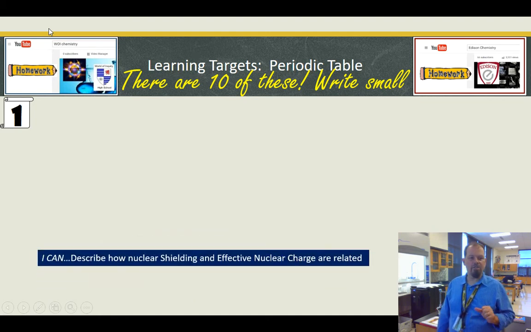Beautiful. I can describe how nuclear shielding and effective nuclear charge are related. These are the 2 major concepts that you need to know for the unit. They will help us figure out how and why not only it's arranged, but how an atom acts compared to another atom. And so these are 2 huge concepts. We need to know both of them.